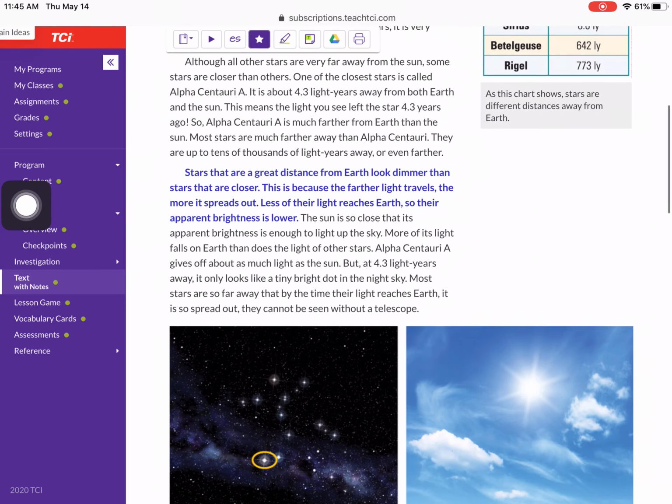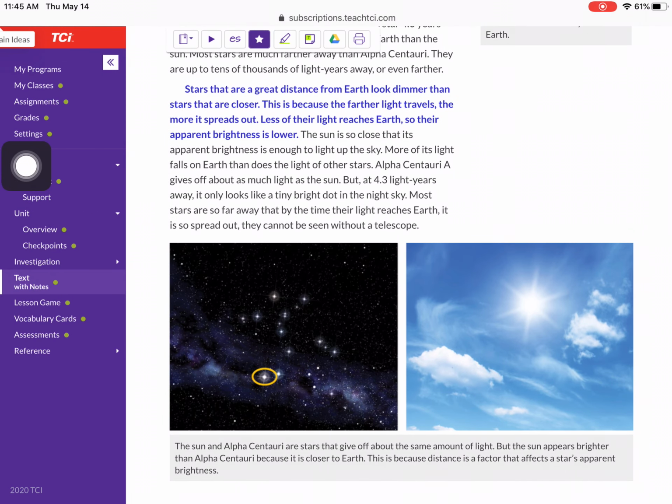I think I've said this before in class, that some stars are so far away that they could go out. The star could die or collapse, what have you, and we wouldn't know about it for years because the light is still traveling from it. Okay?